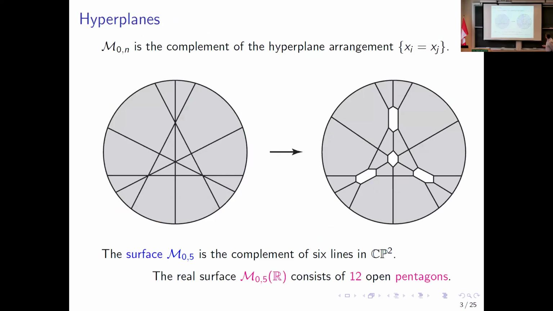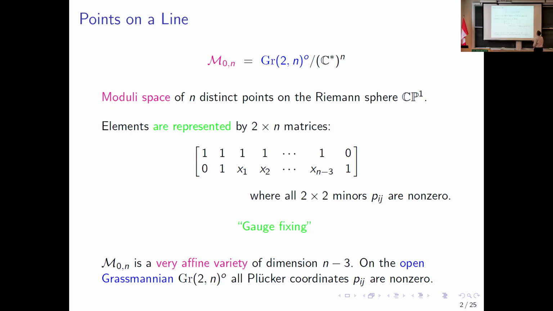So the p_ij at the beginning are simply the 2 by 2 minors of this matrix. And in a moment, just to keep it simple, I'm going to fix the gauge. So I'm going to work with this particular matrix. Therefore, every p_ij is a function in the x's. Okay, so a typical p_ij will be x_i minus x_j, but some special ones will be 1.